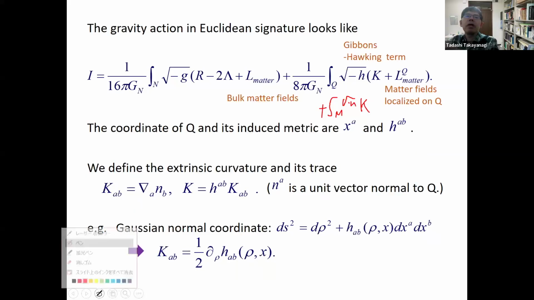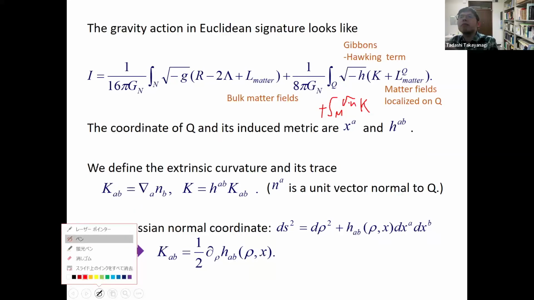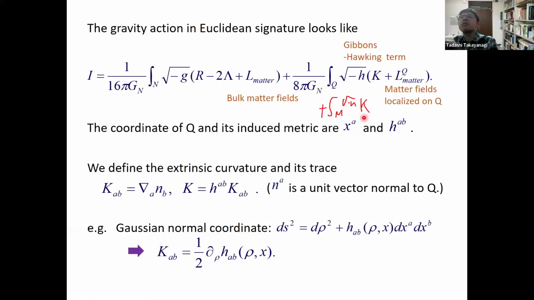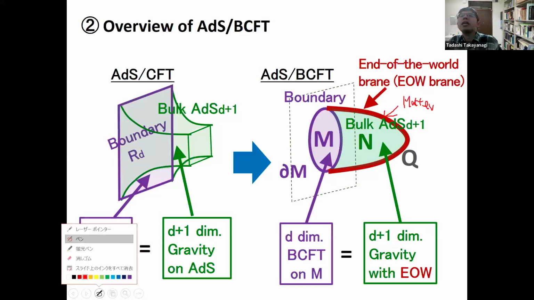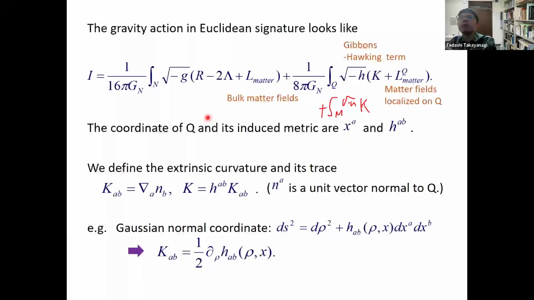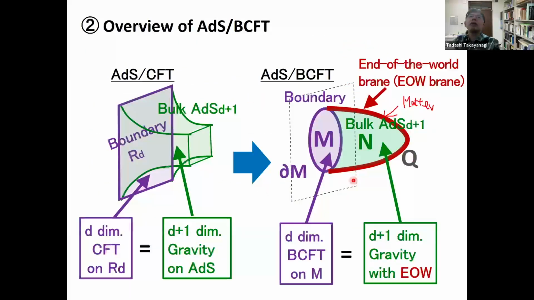This is not important. The important thing is that there is a boundary term for the end of the world, Q. So this is this term. And not only the Gibbons-Hawking term, there is a matter degree of freedom, so we can put some matter here. This plays a very important role in some parts of my talk. So this is the Lagrangian action, and h is the induced metric on Q, and x is a coordinate.